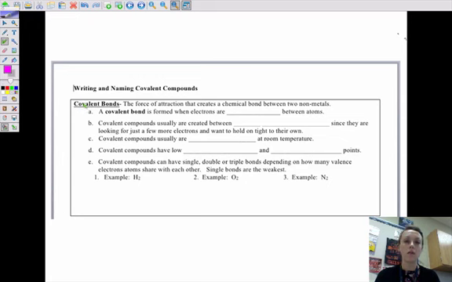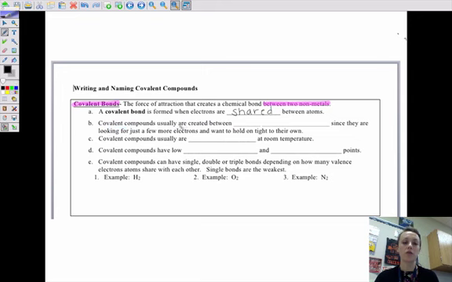Our fourth target for our chemical bonding unit is analyzing and interpreting covalent compounds. A covalent bond is the force of attraction that creates a chemical bond between two nonmetals. So if I'm forming a covalent bond between two nonmetals, it's because electrons are being shared between atoms.